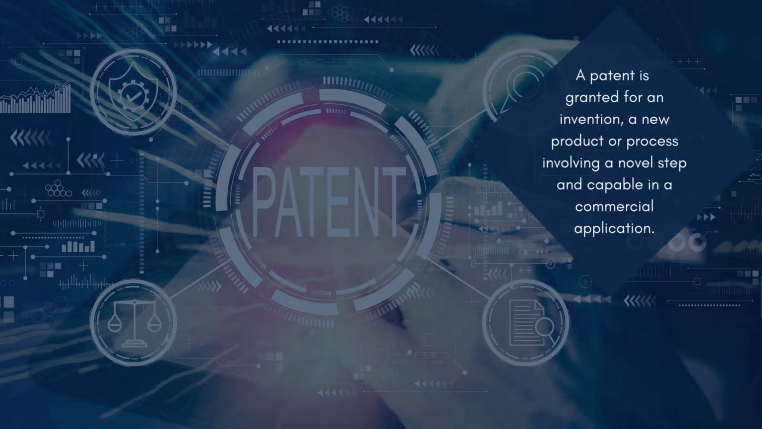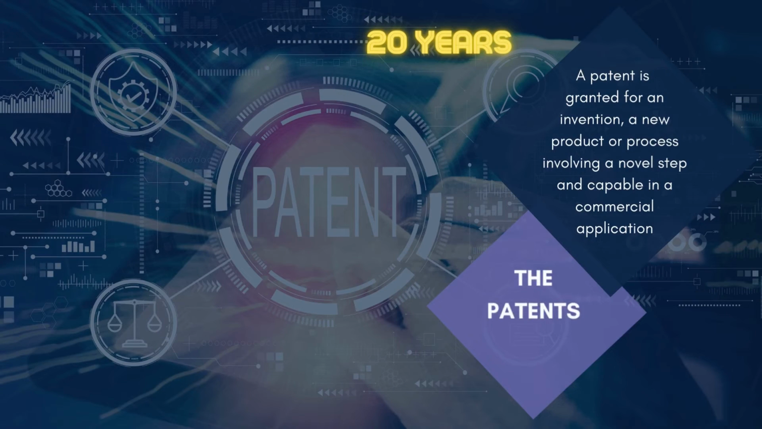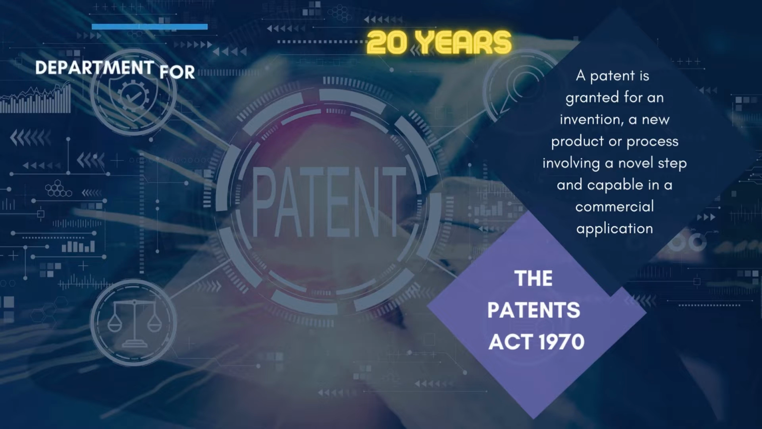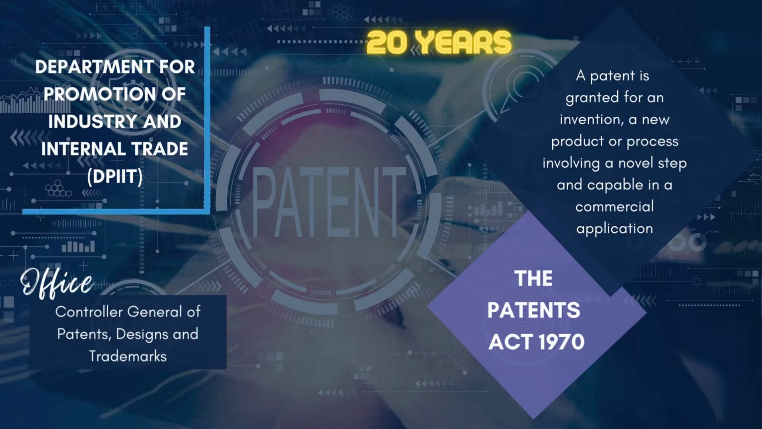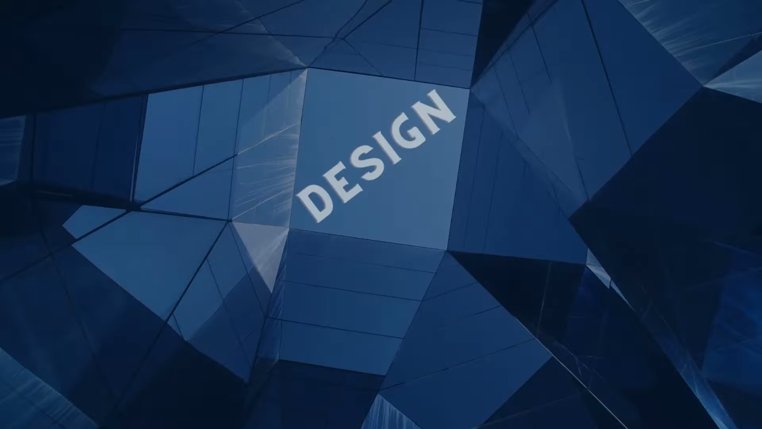A patent is granted for an invention, a new product or process involving a novel step and capable of commercial application. It is given for 20 years. India followed a process patent regime for a long period before turning to a product patent system for food, chemicals and pharmaceuticals. The Patents Act 1970 was last amended in 2005. The concerned ministry for patents is the Department for Promotion of Industry and Internal Trade. All the issues related to patents are under the office of the Controller General of Patents, Design and Trademarks.